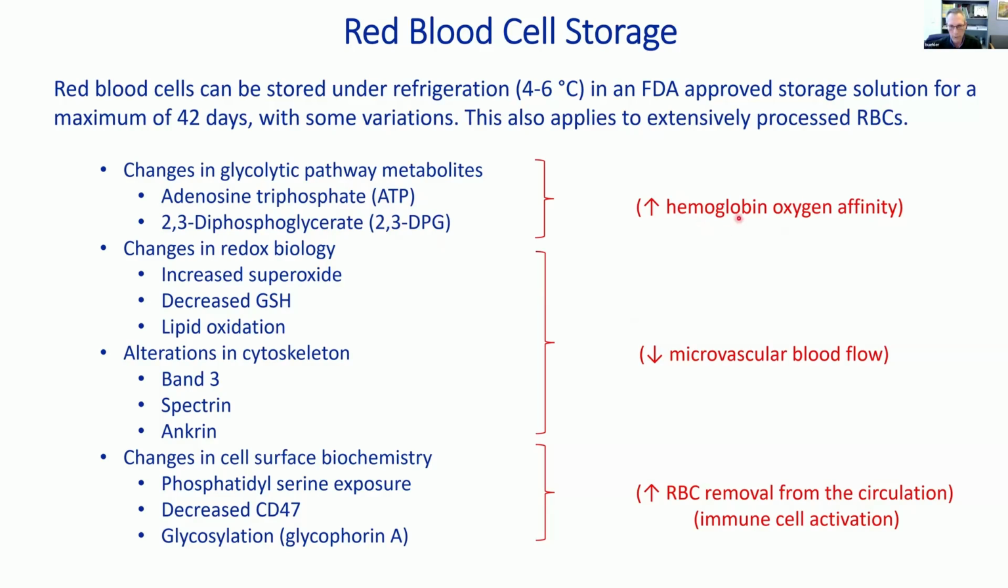for oxygen allosteric regulation and hemoglobin, changes in redox biology, increases in superoxide, GSH and lipid metabolism, as well as alterations to the cytoskeleton itself, things like band 3, spectrin, ankyrin, as well as surface cell molecules that are expressed as a result of storage, such as phosphatidylserine and a particular interest in glycophorin A. So each of these categories has an effect on both oxygen affinity, microvascular blood flow, and removal of the cells from circulation, either by the spleen or in some cases by the liver.